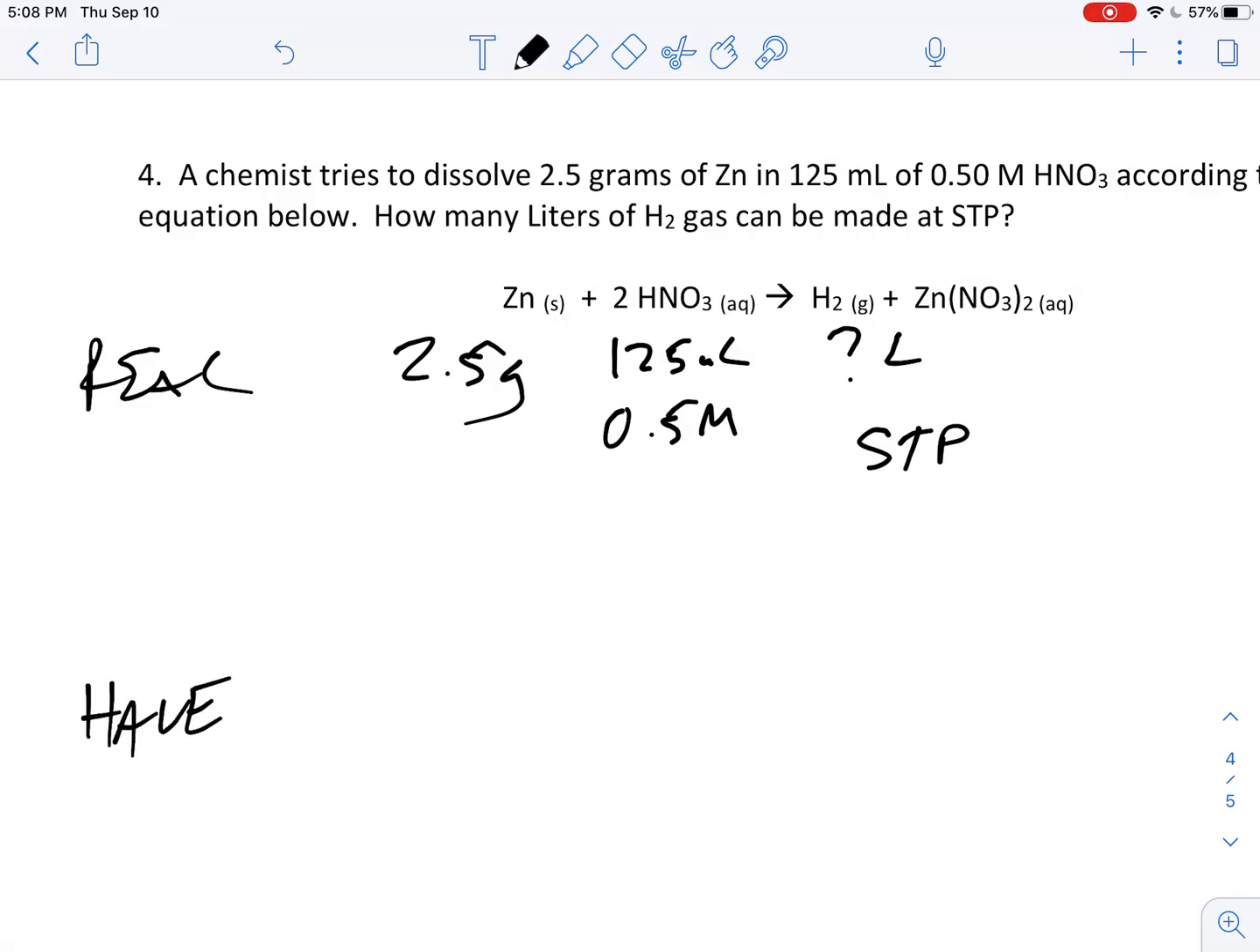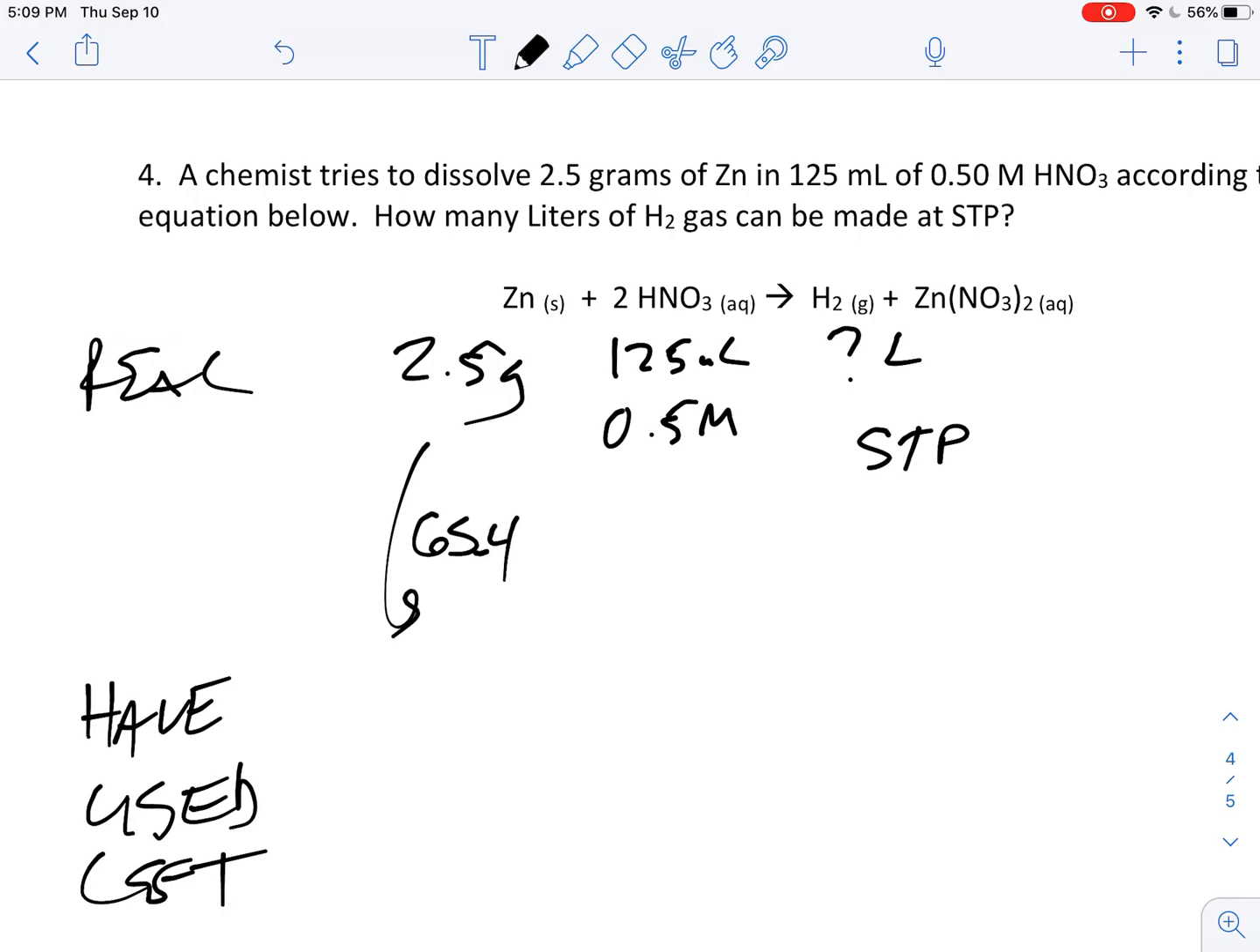So here's my real world unit. Down here is my have, my used, and my leftover. So I'm going to get from grams down to moles by using zinc's mass, which is 65.4. So I end up with 0.0382 moles for that guy. Again, all of these are always moles.